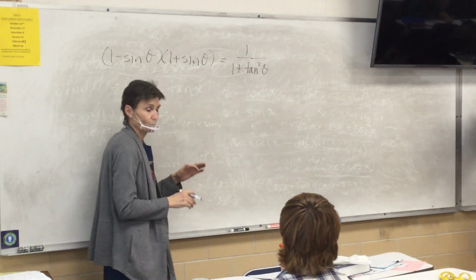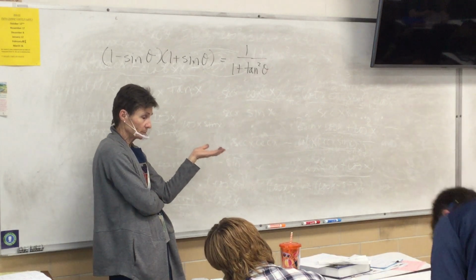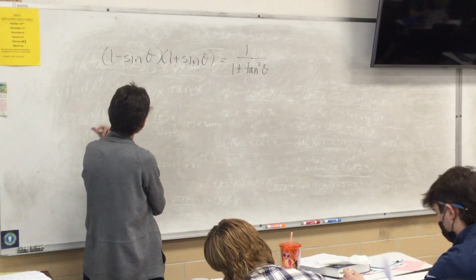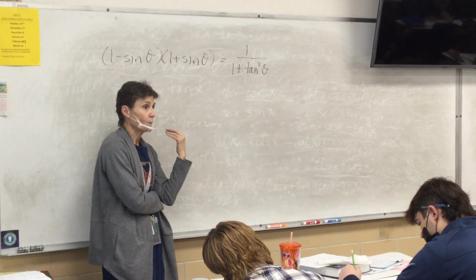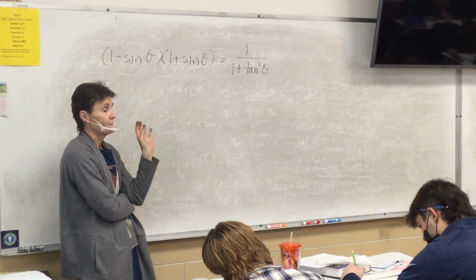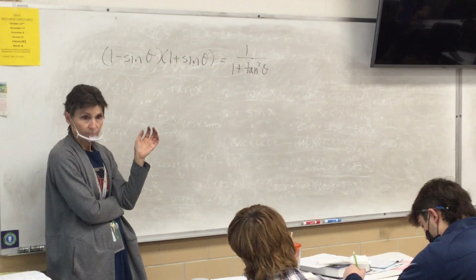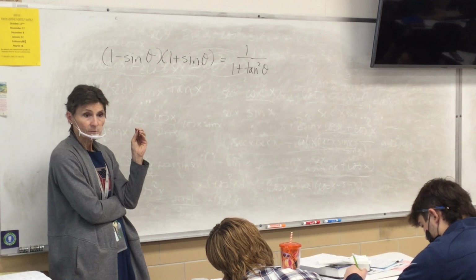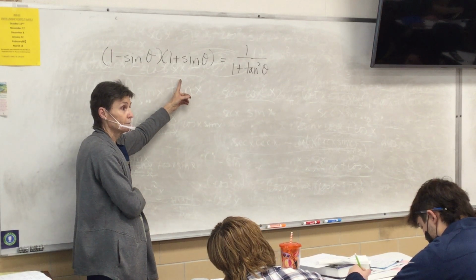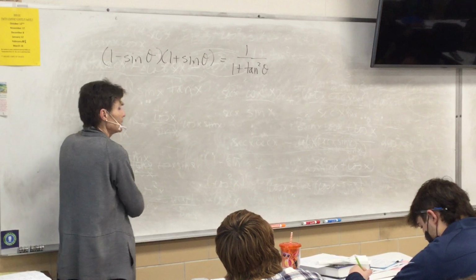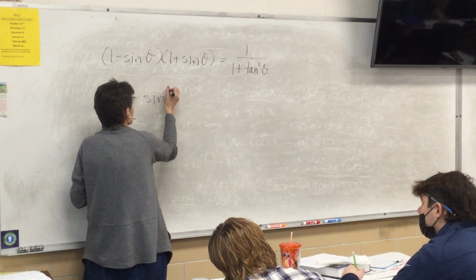Alright, so you have been given this problem. Your job is to change one side into the other side. You are not allowed to change both. So, what do you want to do? Go ahead. Foil. So you're gonna start over here and he wants to foil it. Perfectly legitimate move, right? So what happens when we foil it? We get 1 minus sine squared.